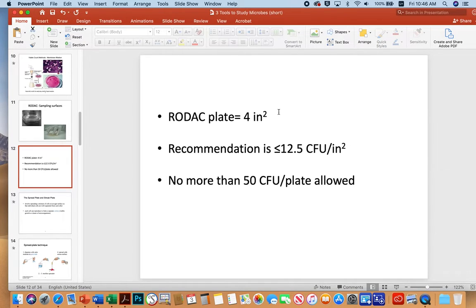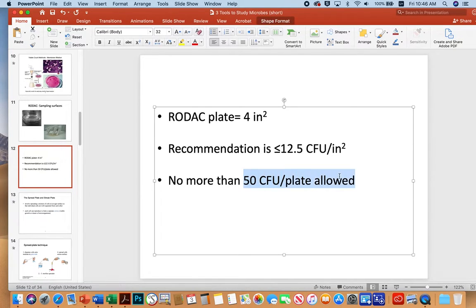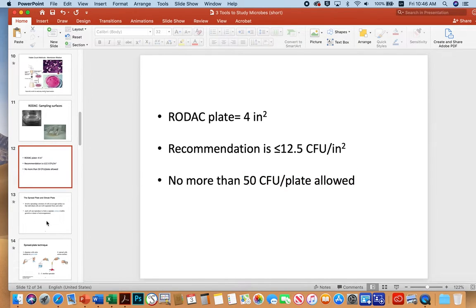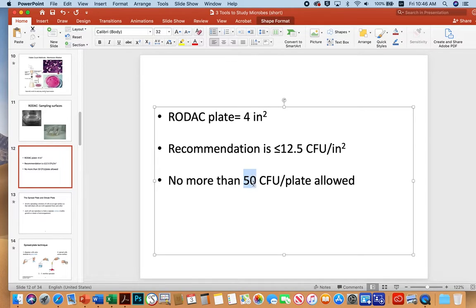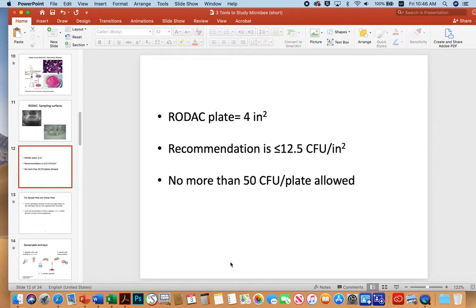Knowing again that the plate is 4 square inches, if you get 50 colonies to form, 50 divided by 4 is 12.5 CFU per square inch. We don't want more than 50 CFU per plate. That's considered unsanitary. But obviously you have to consider what the microbes are. So if you get less than this, but all the microbes are salmonella or something terrible, then obviously that raises an alarm too. You can't just say, oh, cool, it's less than 50. But if it's less than 50 and it's all listeria or some terrible microbe, then that's not a good thing.